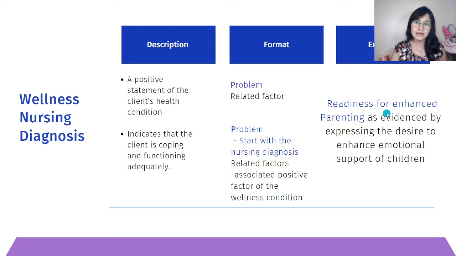So, let's take a look at the example here. Readiness for enhanced parenting. That is the problem statement, as evidenced by expressing the desire to enhance emotional support of children. That is the related factor. So, that is the wellness nursing diagnosis.